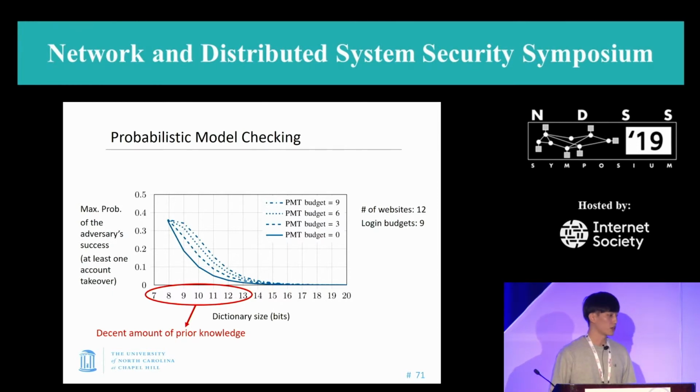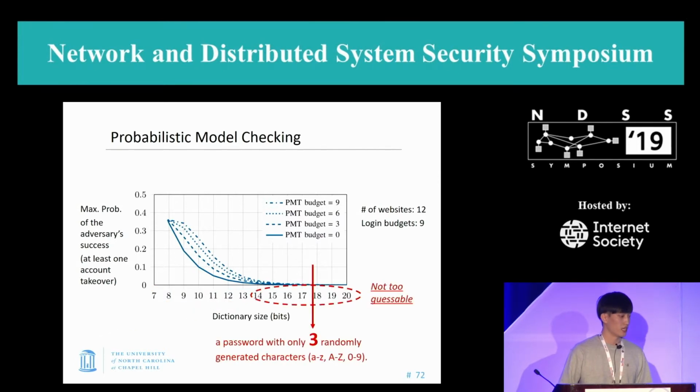So in our model checking experiments, the plots were all in this long-tailed shape, which indicates that the best strategy adversary needs a decent amount of prior knowledge to make a difference. In other words, the security degradation brought by such a password use check is limited if users' passwords are not too guessable. For example, at least as strong as a password with only 3 randomly generated characters.